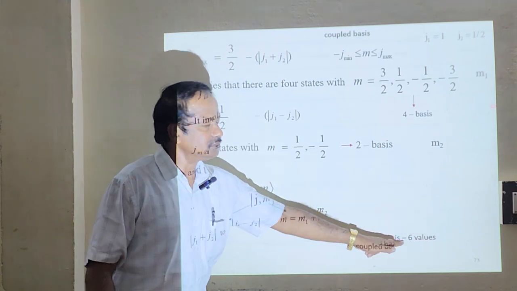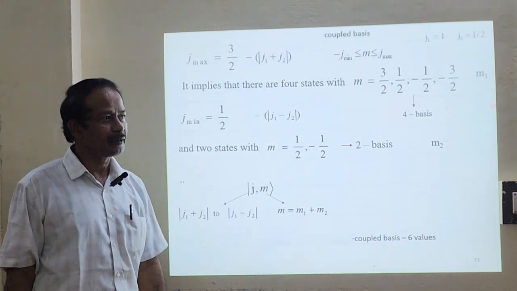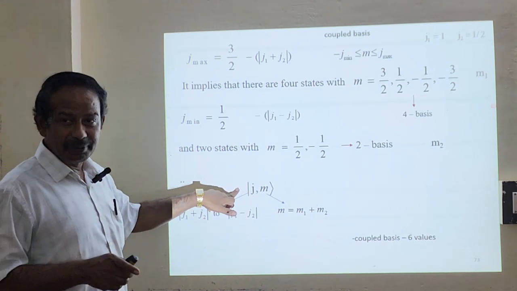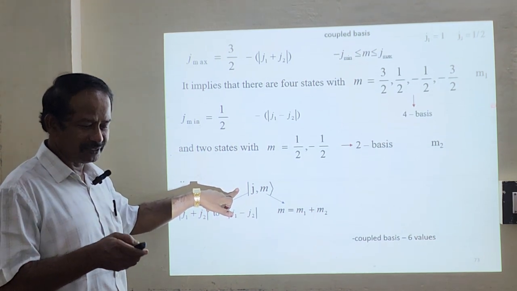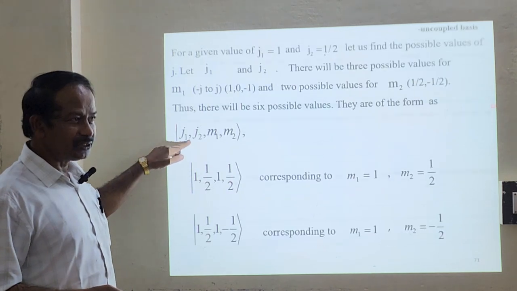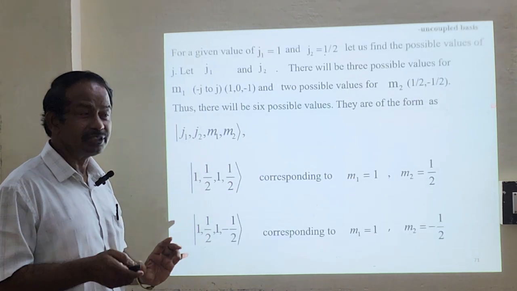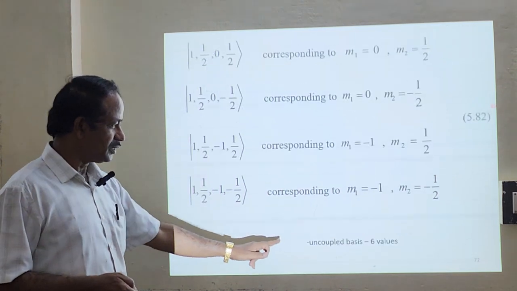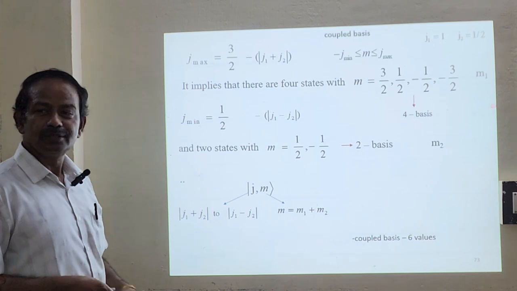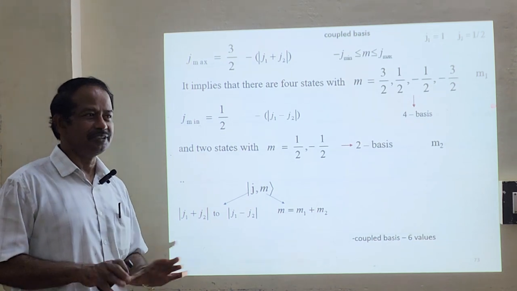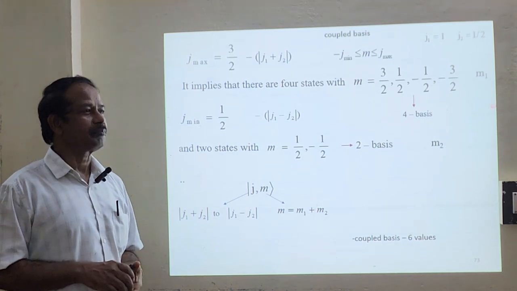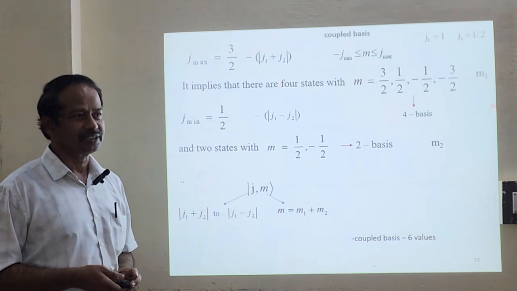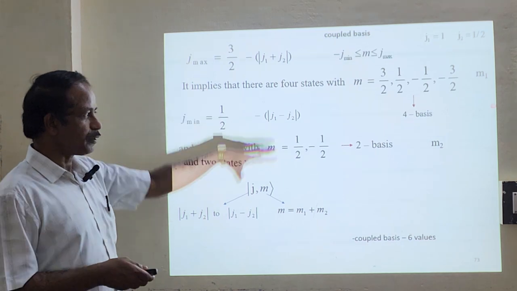So in total we have 6 basis values. This is for the coupled basis, J, M. The uncoupled basis is J1, J2, M1, M2. We are going to transform from the uncoupled to the coupled basis through a unitary transformation. This is the idea, through projection operators. We have some values, and those values are called Clebsch-Gordan coefficients. That's all. Is it okay?